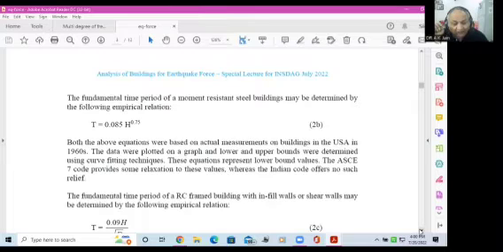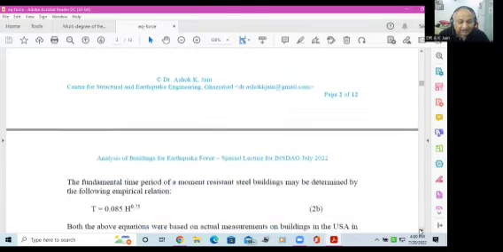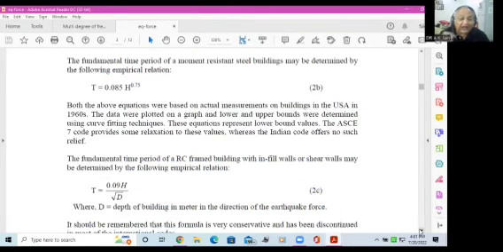These equations represent lower bound values. The ones I have shown here, 2A and 2B, 0.075 and 0.085, give you lower bound, meaning higher earthquake force. The ASCE 7 code, that is the American code, which tells you how to calculate the earthquake force on a building, which is equivalent of the 1893 code, will give you some relaxation to these values, because these are the lower values which give you a very high seismic force. So they give you some relaxation in seismic force. Whereas the Indian code does not offer you any such relaxation, although these equations are borrowed from the American code.